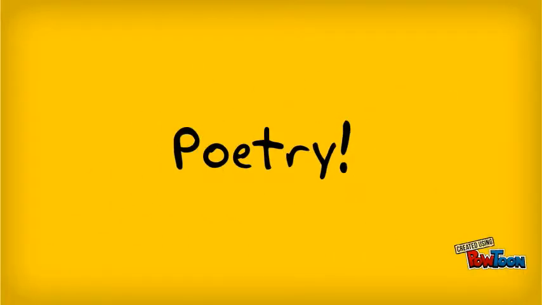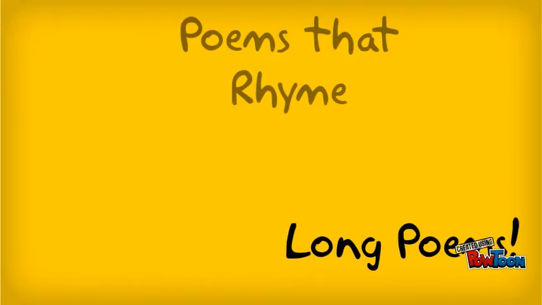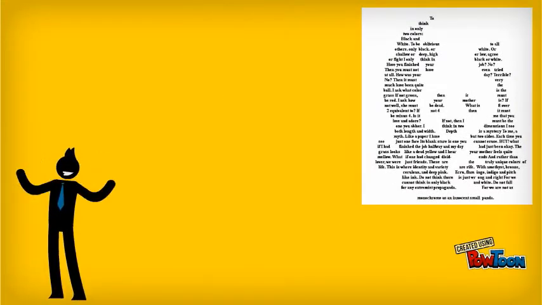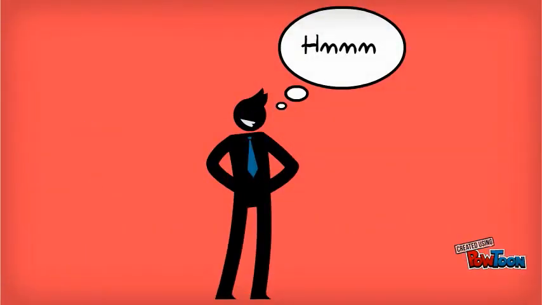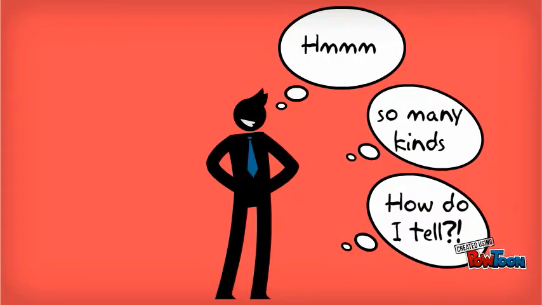When we talk about poetry, there are many things that we could say. For example, there are short poems, long poems, poems that rhyme, poems that look like pictures, silly poems, sad poems, and so many more. So just what is a poem then, if there are so many different kinds? How can you even tell if something's supposed to be a poem?